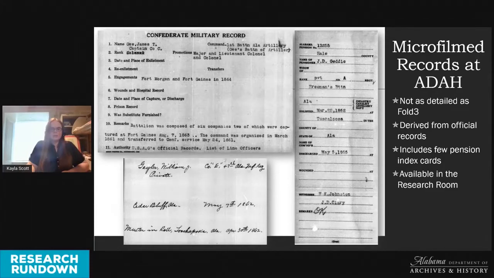Some soldiers only have one or two cards available on the microfilm. These are some examples of what types of records you might find in this collection. A few pension index cards, such as the one you see on the right, are included in these files.